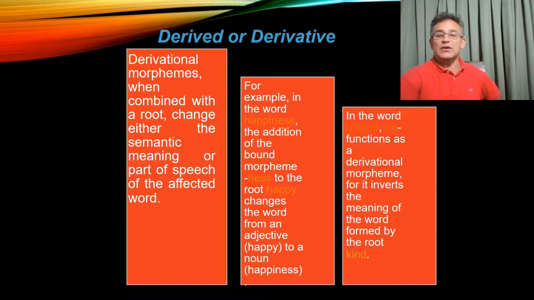Derivational morphemes are combined with a root to change either the semantic meaning or the part of speech of the affected word. For example, in the word happiness, the addition of the bound morpheme "ness" to the root happy changes the word from an adjective, happy, to a noun, happiness. In the word unkind, "un" functions as a derivational morpheme that inverts the meaning of the word formed by the root kind.